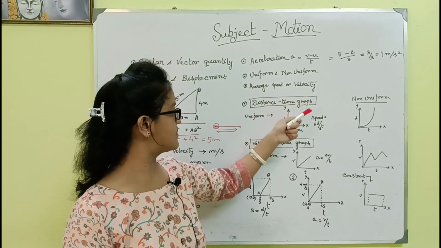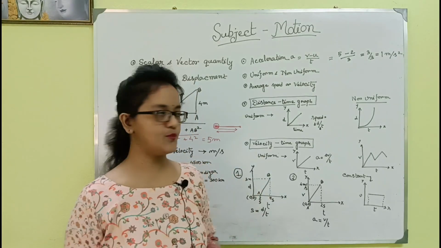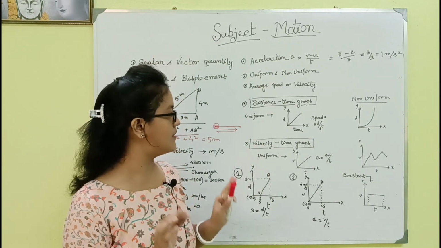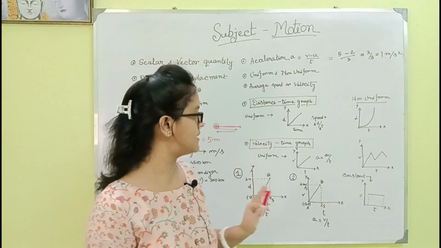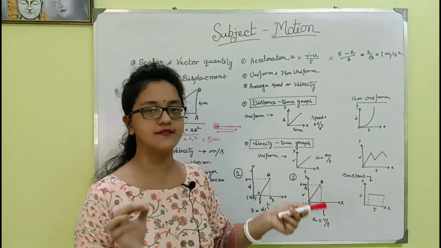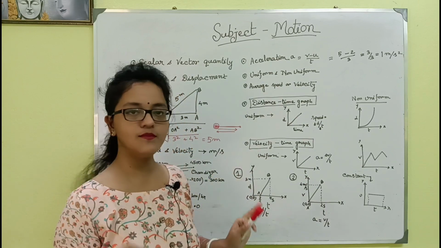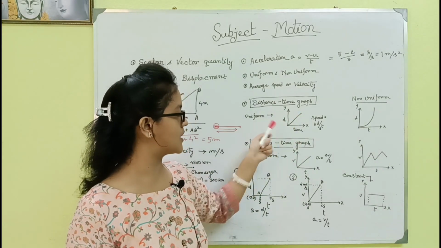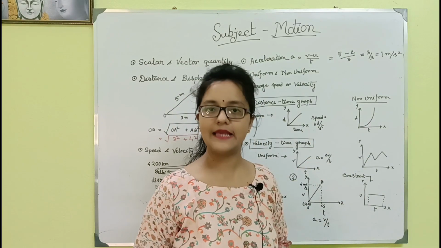For the distance time graph, first of all, the graph has an x-axis and y-axis. Along the x-axis we put the time, along the y-axis we put the distance. From the distance time graph we can get the speed. Speed is del d by del t, meaning distance divided by time. For uniform motion we get a straight line from the corner, and when it is non-uniform motion we get this type of graph.